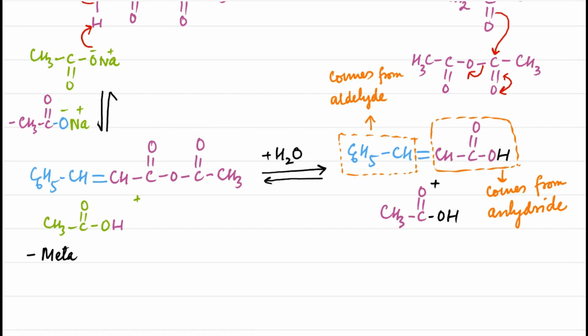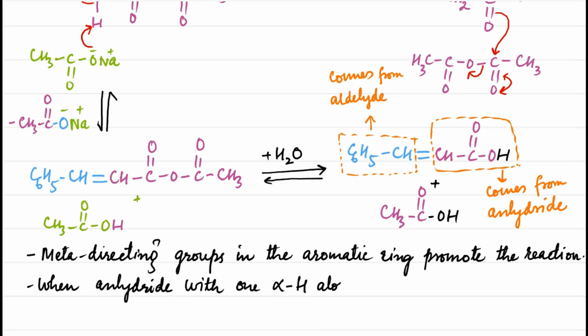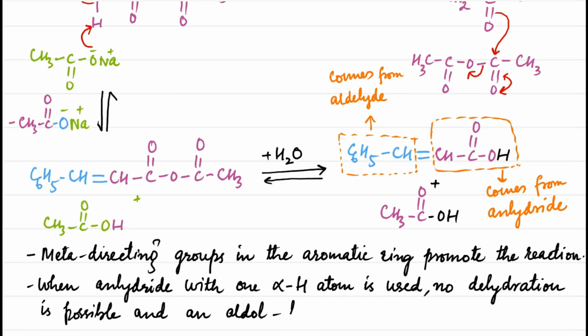Meta-directing groups in the aromatic ring, of course, promote the reaction, as these make aldehyde more electron deficient. When anhydride with only one alpha hydrogen is used, no dehydration is possible, and an aldol-type product is isolated. Now let us do some questions based on Perkin reaction.